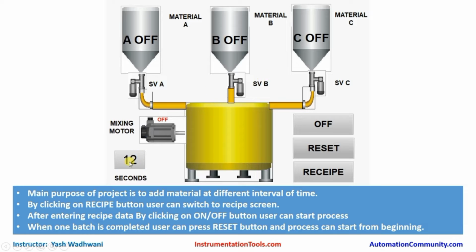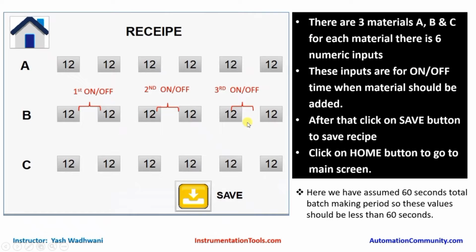Here you can see timing values, because in this batching process we have considered timing. That means in the recipe we are controlling the material based on timing values. We will switch each solenoid valve on and off based on the timing. So when you click on the recipe button, this kind of screen will open.